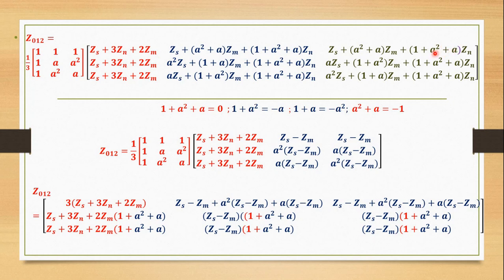The third term vanishes. And next, in a similar manner for the second row, second element A square into Zs minus A square into Zm, and the third term is 0. So take A square common, Zs minus Zm. The third also A into Zs minus Zm. And the third row element, the first one, there is no change. And the second element A into Zs minus Zm. And the last element is similar to this element, A square into Zs minus Zm.